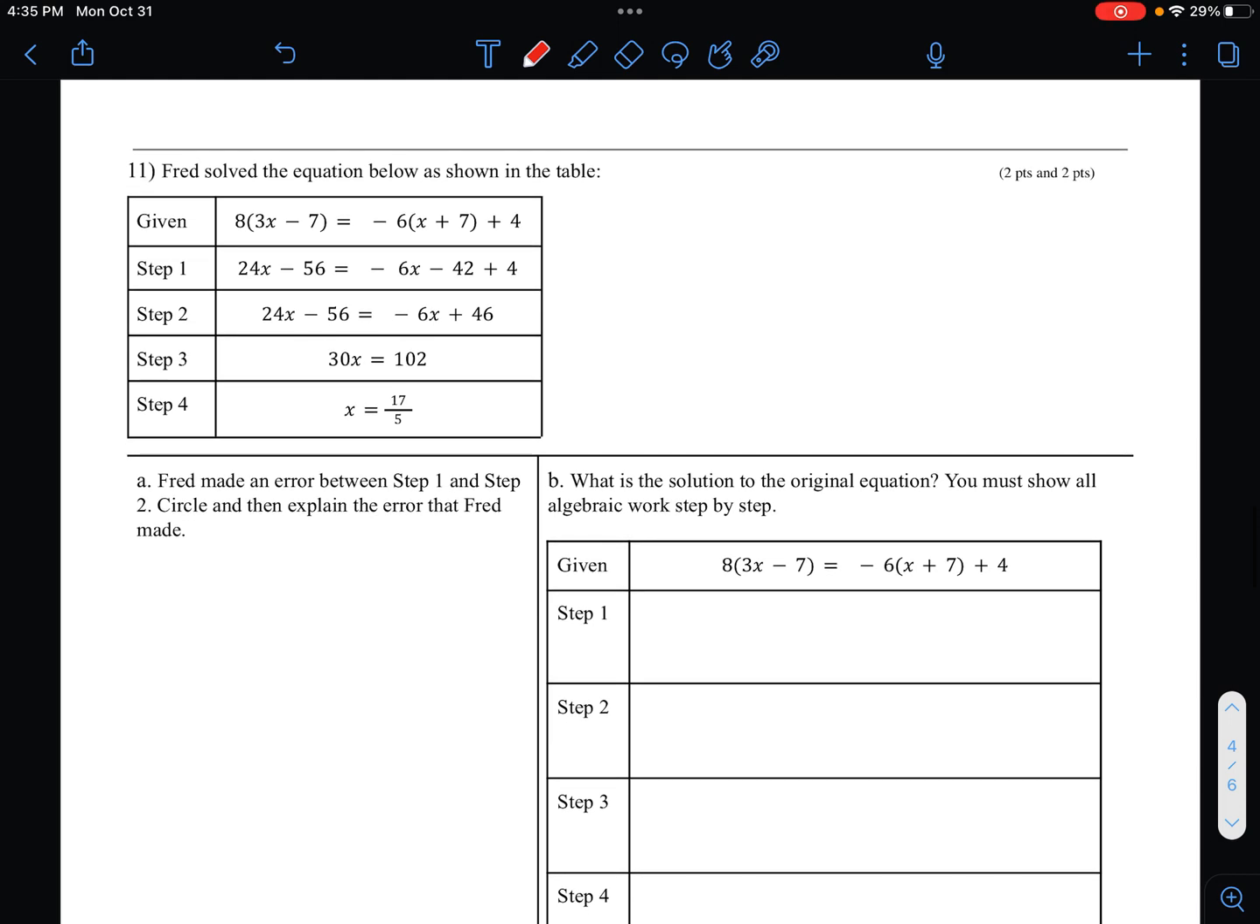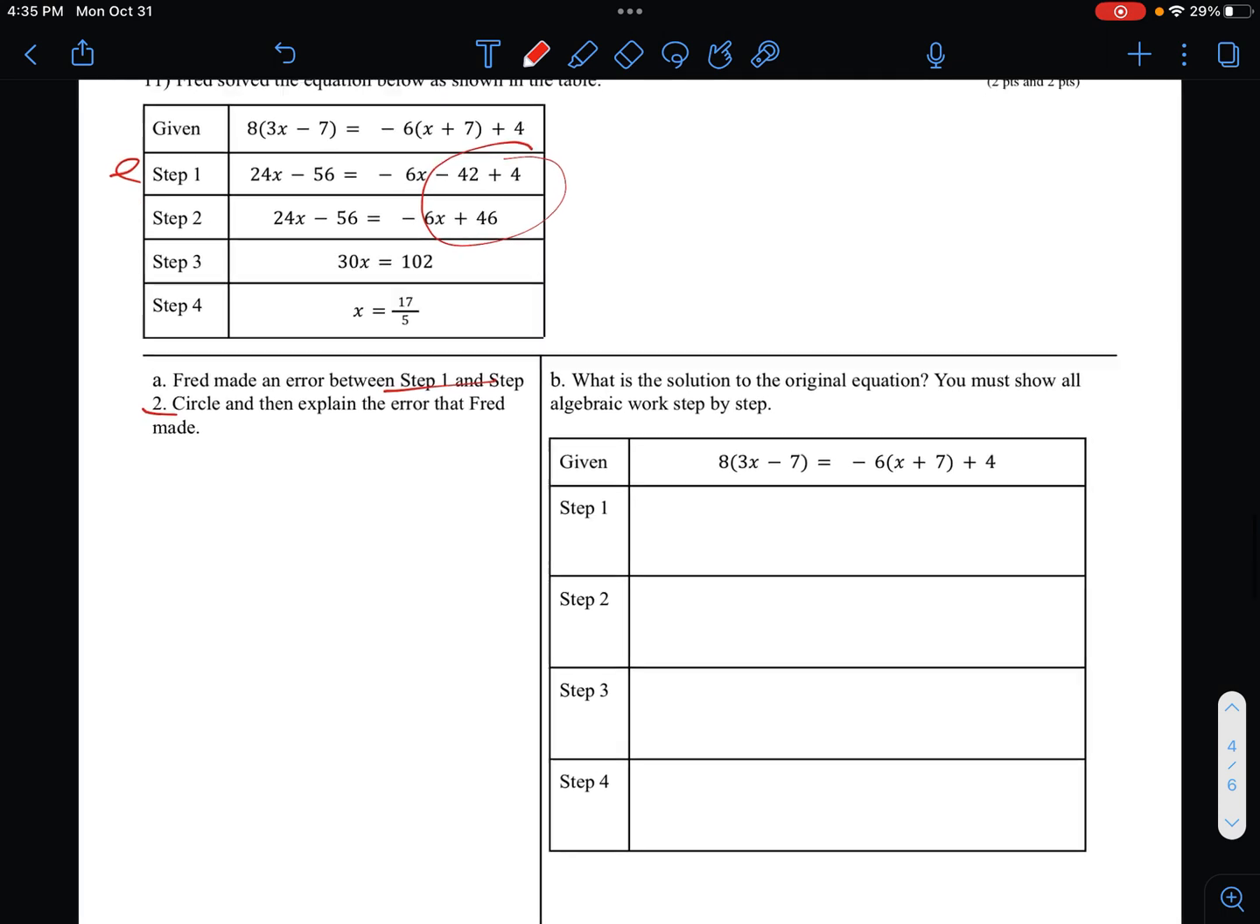Continuing on. All right, we have Fred. Fred solved the equation wrong. It tells us that Fred made an error between step 1 and step 2. So let's see what could have happened. It looks like he distributed correctly. Then what happened? Right about here, when he combined like terms, he said negative 42 plus 4 gave him 46. But we know that's not true.